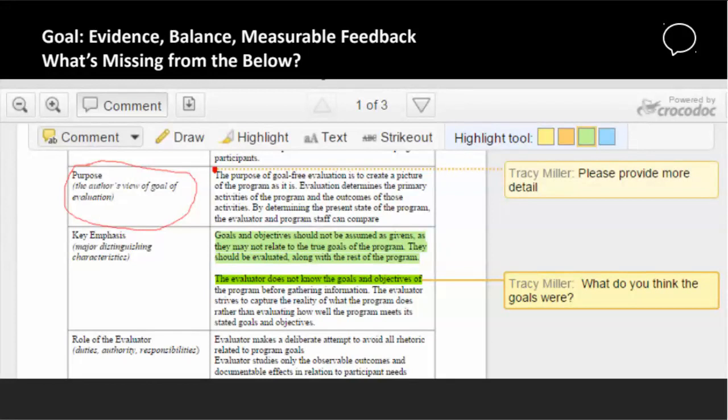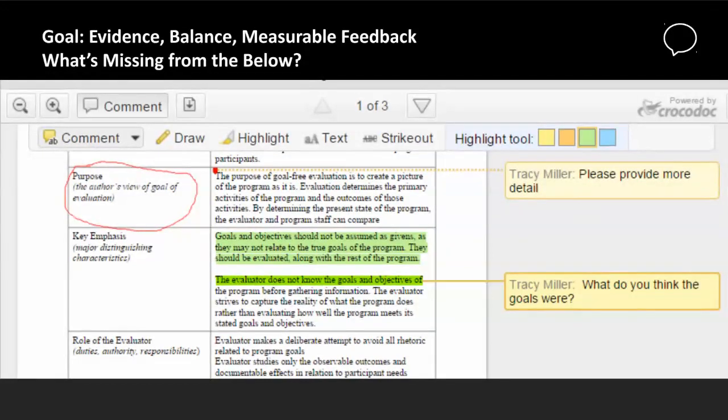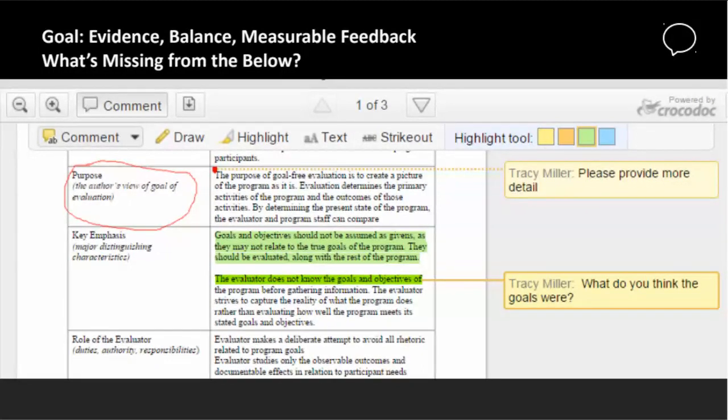So we want more detail with that. Doesn't say what the goals were. So we want more detail about that. And then if you look at these comments, do you think that those are actionable and are they detailed enough, or what do you think? Okay, all right. So could you give some suggestions then if you don't think that they're detailed enough?